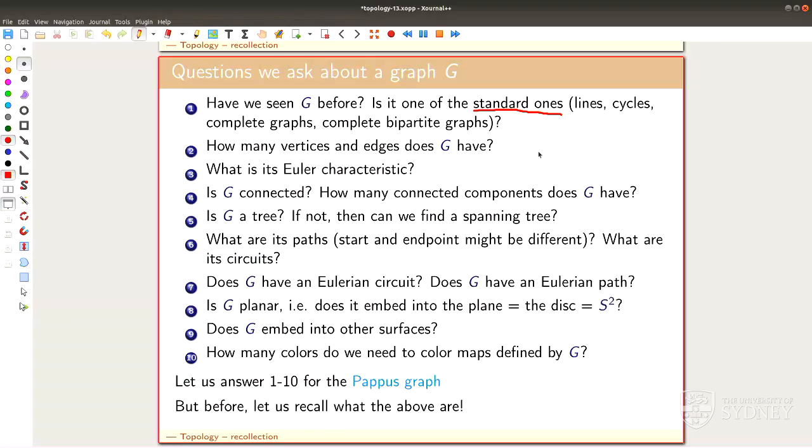Another thing we always want to do is have a good handle on the number of vertices and edges. Of course, we want to compute the Euler characteristic in the end, which for graphs was just vertices minus edges. So we want to know those numbers, and eventually that will come out as a count, which is not really hard, obviously, but maybe a bit painful the bigger the graph is.